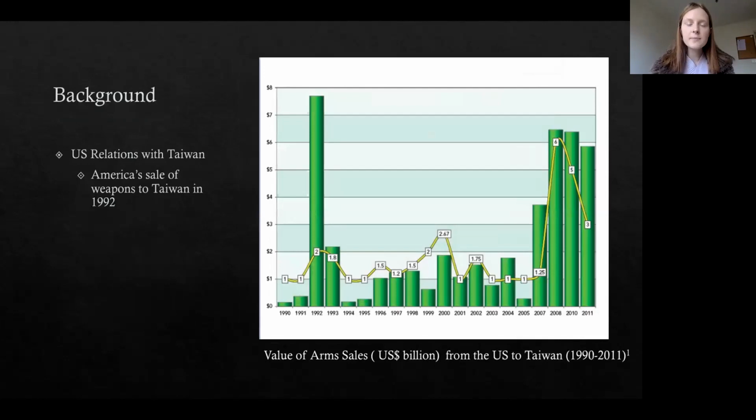Another thing that's important to consider with underlying tensions is US relations with Taiwan. So at the time, the US had dedicated itself to a one China policy, the notion that Taiwan was a part of the PRC. However, there was a series of events that undermined this. One of the most notable was America's massive increase in arms sales to Taiwan in 1992. And you can see in the figure here, it was an absolutely astronomical increase between 1991 and 1992.